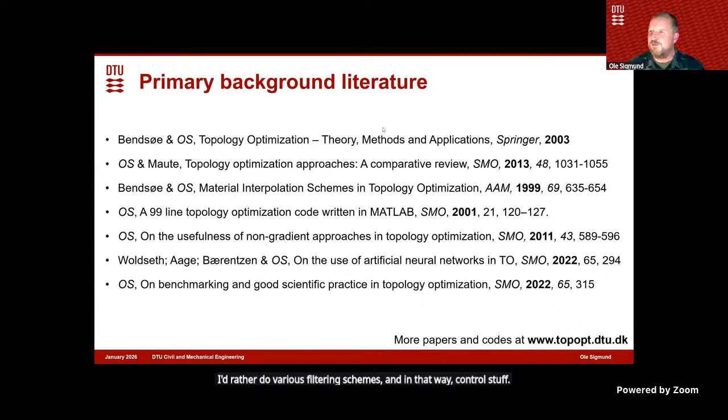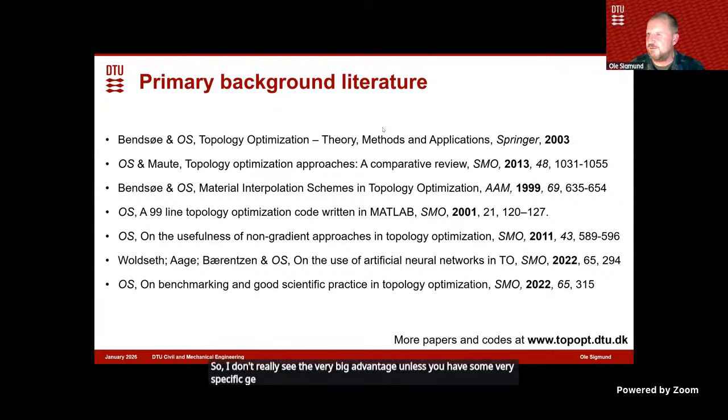But if you are using isogeometric analysis or parametrization, where you actually have the boundary available and you use that, then that would be an advantage for the physics. But then you would have problems with introducing new holes and things like that. So I don't really see a very big advantage unless you have some very specific geometry reasons to describe things in that space.